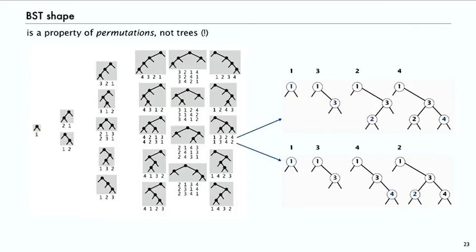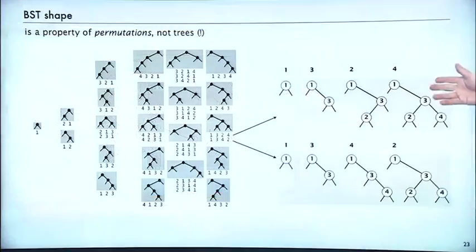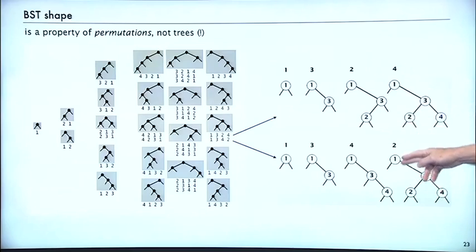So this gives all possibilities for 1, 2, 3, and 4 nodes. The one that's blown up is just one illustration that shows that 2 different permutations can lead to the same tree shape. In this case, 1 comes in, then 3 goes to the right, and then 2 goes to the left of 3, and then 4 goes to the right of 3. But 4 and 2 could come in the other order, and you'd still get the same tree.